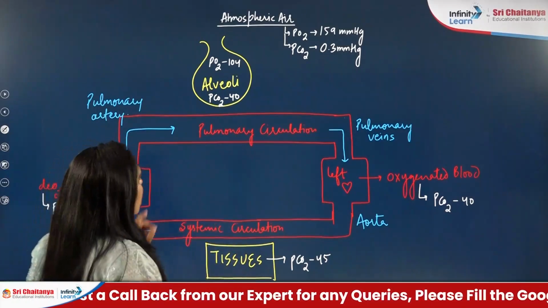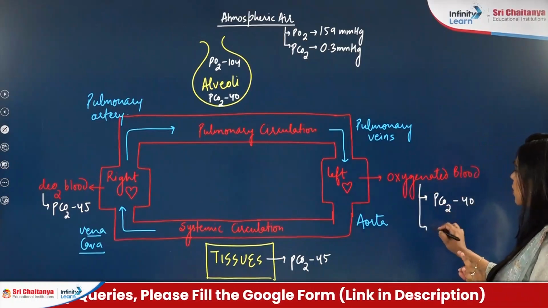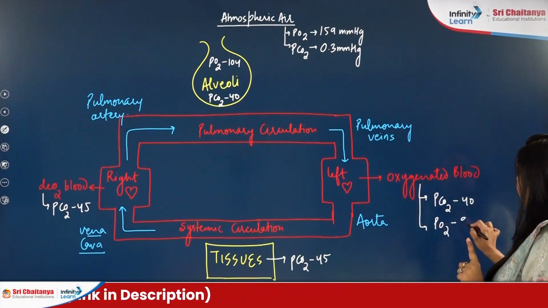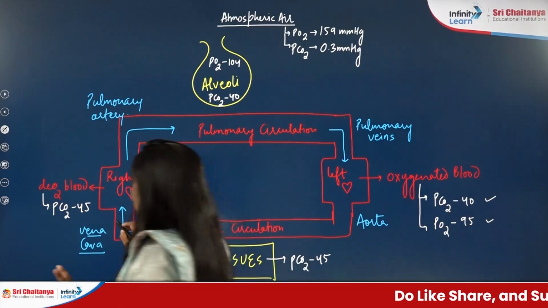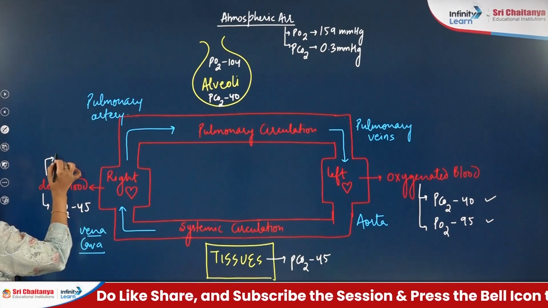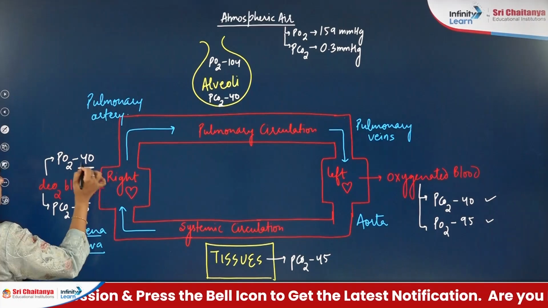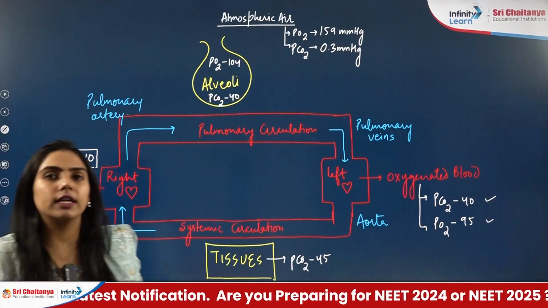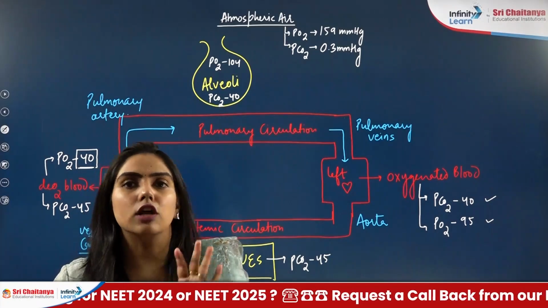Let us also talk about the partial pressure of oxygen. In the oxygenated blood, the partial pressure of oxygen will be more. It will be more, right? It is 95. It is more than the partial pressure of CO2. And here in the deoxygenated blood, it will be less. So, here it is less. Partial pressure of oxygen is 40. The lowest value of PO2 is also 40 and the lowest value of PCO2 in the body is also 40.